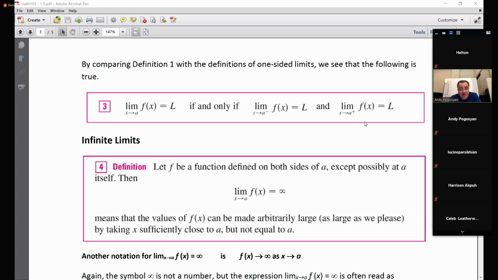Now sometimes it's hard right away to determine the limit of the function as x approaches a. So for certain problems, we split this into two parts: x approaches a from the left, x approaches a from the right. Separately, find those two limits and then determine if the limit exists or not. Any questions?